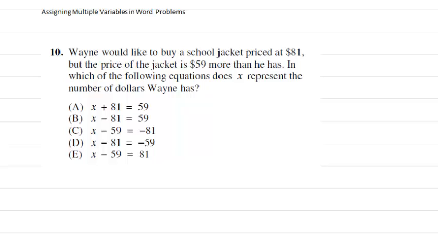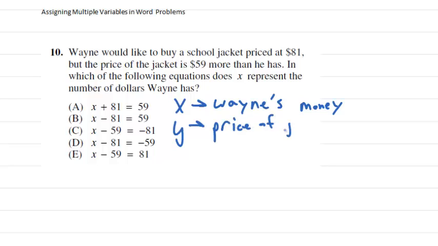Wayne would like to buy a school jacket priced at $81, but the price of the jacket is $59 more than he has. In which of the following equations does X represent the number of dollars he has? If X is how much money Wayne has, maybe we can say that Y is the price of the jacket. Now, the price of the jacket is $59 more than the amount of money that Wayne has.